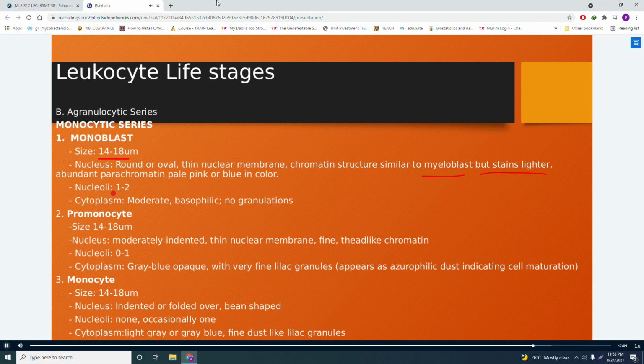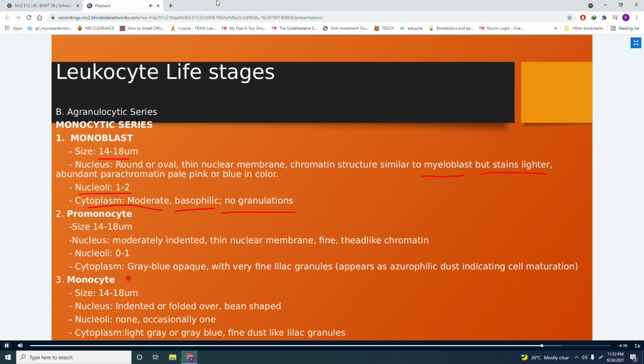It has nucleoli, which is 1 to 2. The cytoplasm is moderate, basophilic, and no granulations. So after your monoblast class, we have your promonocyte. Your promonocyte has a size of 14 to 18 micrometer. The nucleus is moderately indented, thin nuclear membrane, fine and thread-like chromatin. Nucleoli can be absent or it can have one nucleoli.